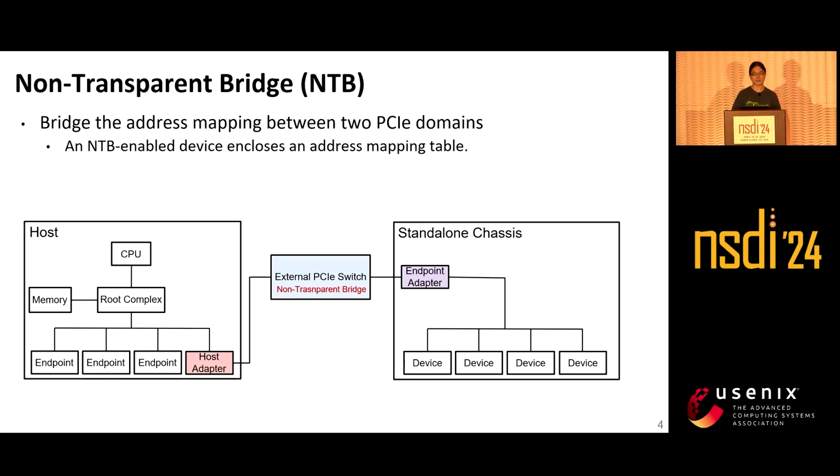The non-transparent bridge, or NTB, primarily implements the address mapping between two PCIe domains. An NTB-enabled device encloses an address mapping table. For example, if a host wants to send a PCIe transaction to an endpoint in another PCIe domain, it will first visit the host adapter connected with the NTB using a local address. Then, the NTB will translate this local address into another address in the other PCIe domain. Finally, with this converted address, the PCIe transaction can reach the remote endpoint. Therefore, the NTB enables a host to launch PCIe transactions to remote devices.